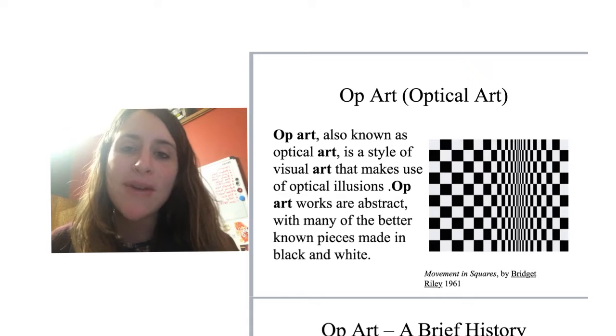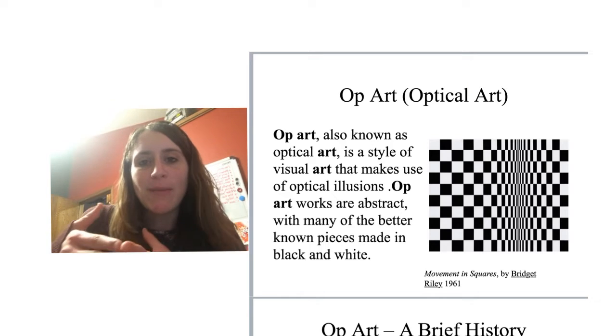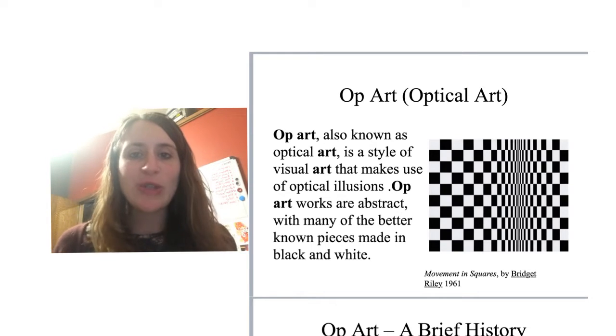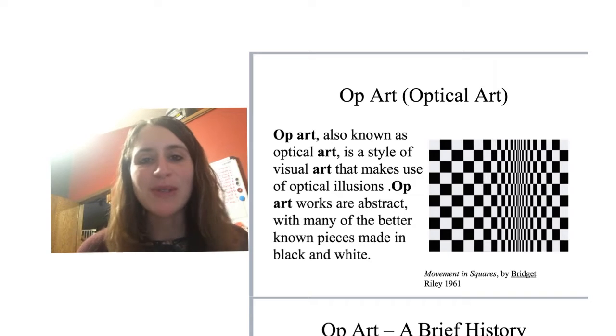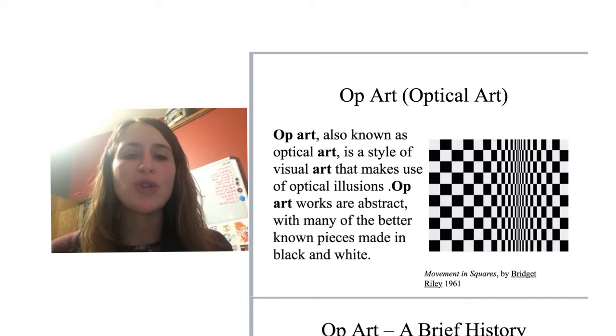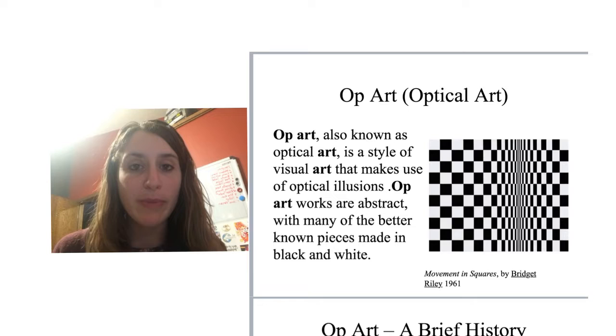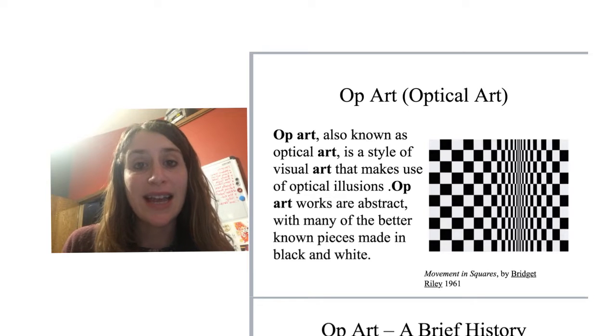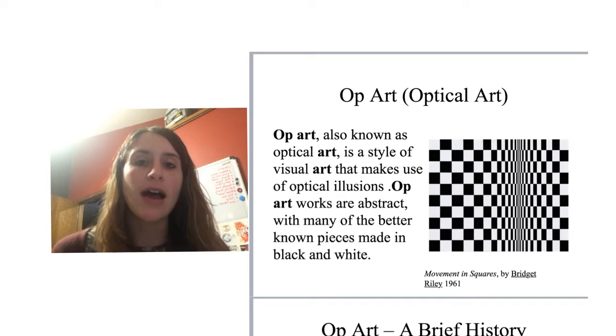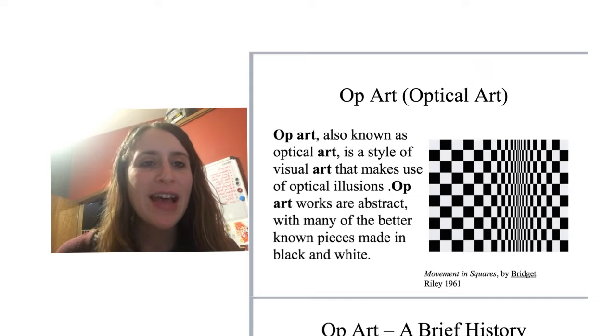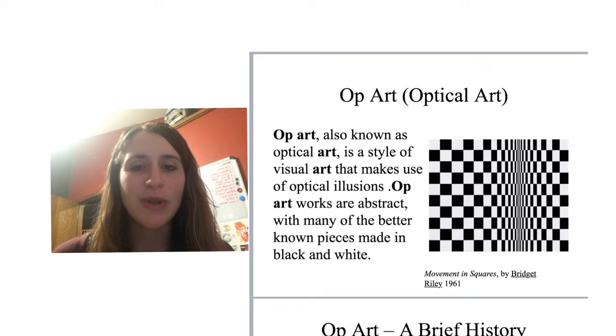Obviously, we can't continue with our clay animal creations today because they are at school and we are not. But we're going to take a little diversion, a little sidetrack into op art, also known as optical art. It's super cool to look at. Some people call it trippy because it can kind of trick your brain a little bit. But it's a style of visual art that makes optical illusions.